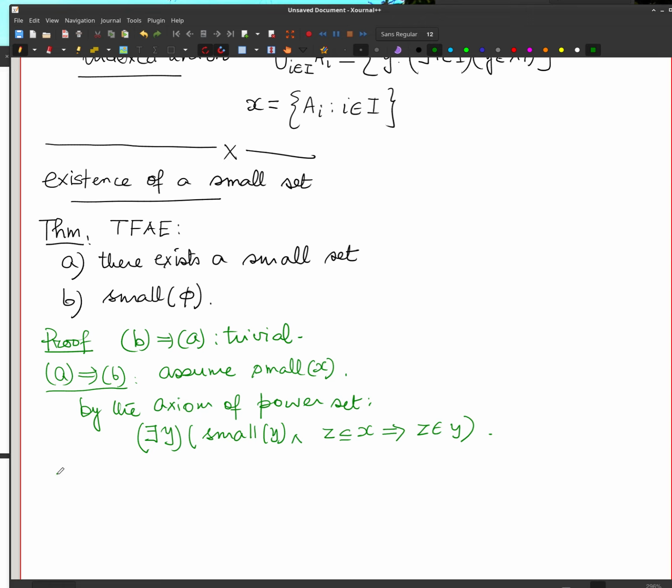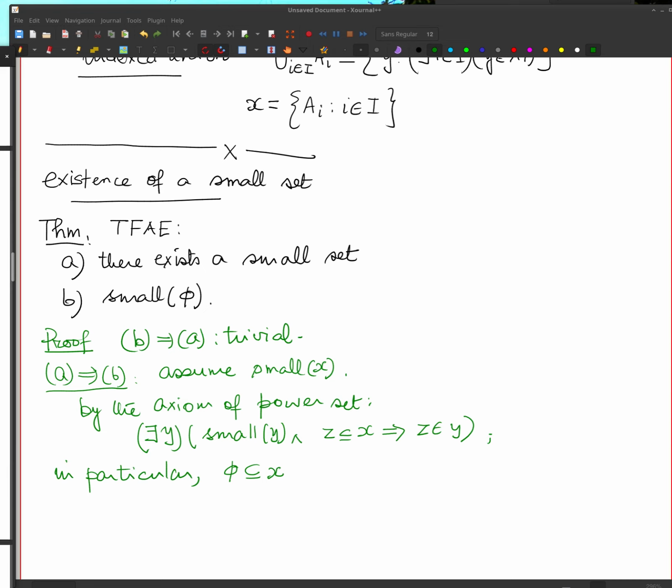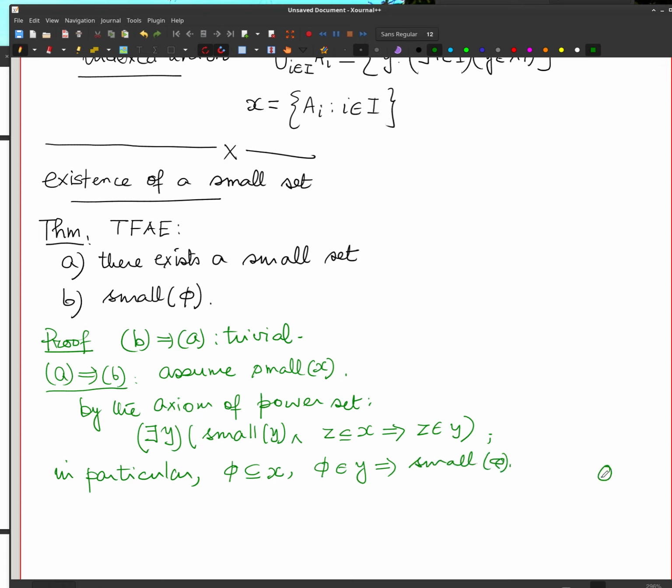So in particular, since empty set is a subset of X, we have proved this already. I think it was one of the first, it was equation 13. Yeah? Since empty set is a subset of X, empty set belongs to Y, which implies that the empty set is a small set. Right? So that is the proof.